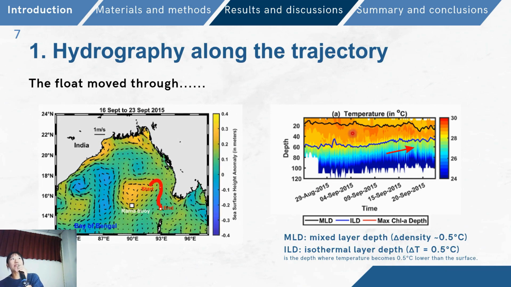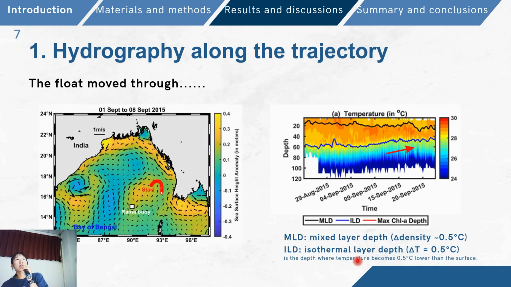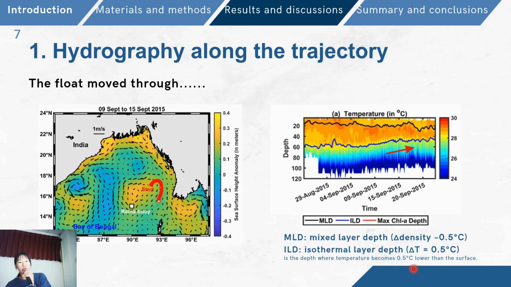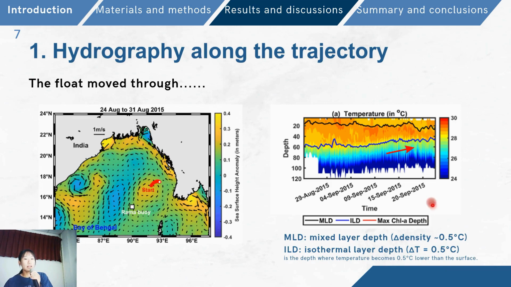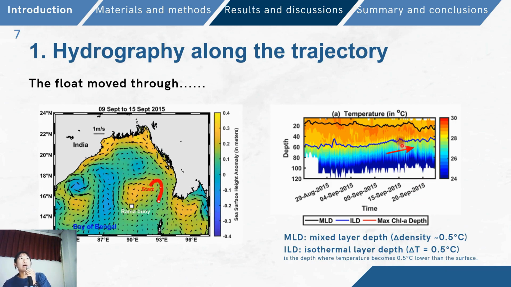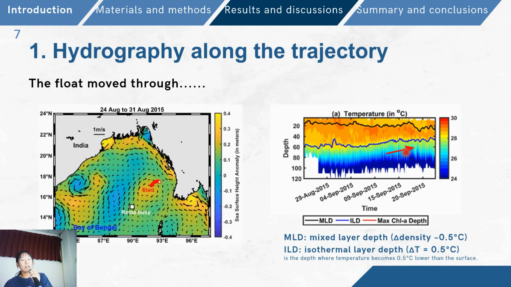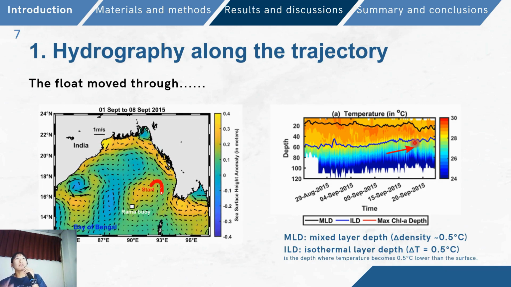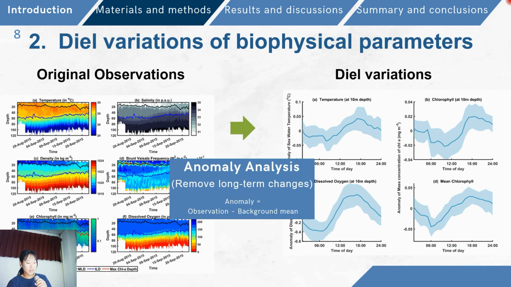It has two lines. The black is the mixed layer depth. The blue is the isothermal layer depth, which is the depth where temperature becomes 0.5 degrees lower than the surface. And here is where upwelling occurs. It brings deeper water to the surface, so the isothermal layer depth becomes shallower. Therefore, the upwelling is one of the long-term signals.